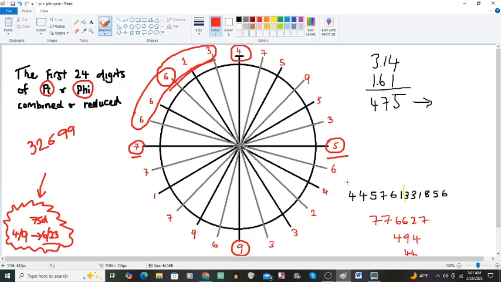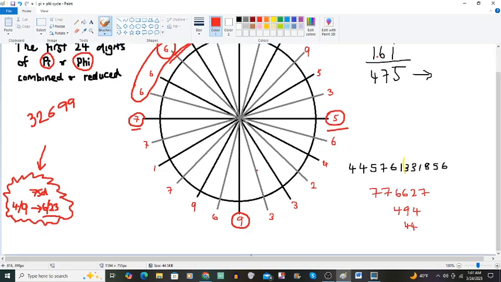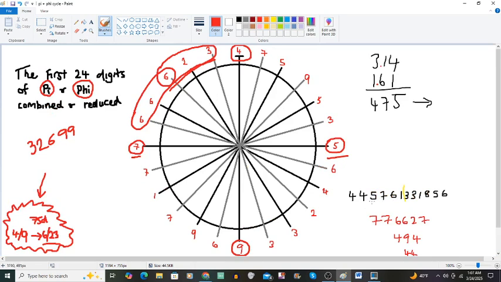Anyway, a couple other things you can do with this are these numbers down here. This is a further reduction of the cycle. How I've done it here is I took whatever numbers were on one side and whatever numbers were on the other side, and I basically just added them together and reduced them, and then you just keep going around like that.